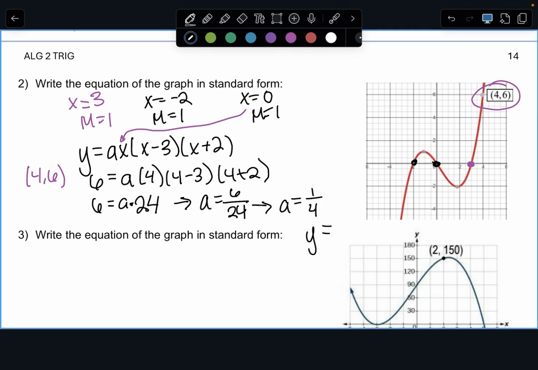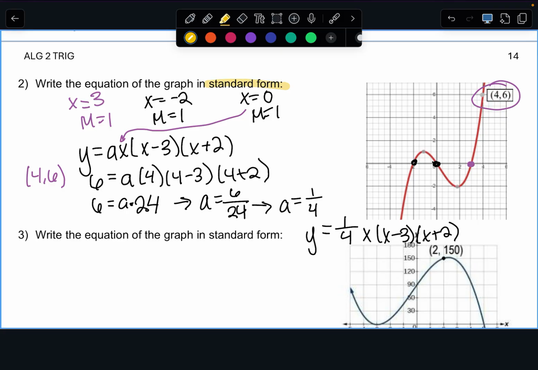Final step, just rewrite my equation. Y is equal to 1/4 positive. So that makes sense with my end behavior. X, and then x minus 3, x plus 2. Questions on that part? That is the equation. The question says write it in standard form, which may happen. Okay? So what we have to do is FOIL all of this out.